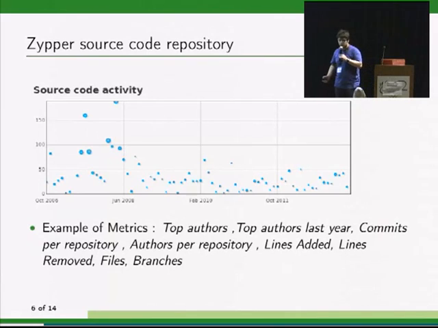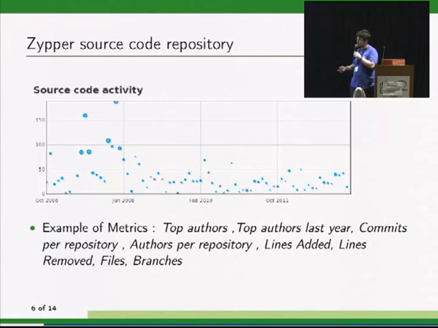As metrics, we can define, for example, the top authors from the last year, the authors per repository, the number of files, the number of branches, the lines that developers and committers removed and added, and the commits per repository. In our case, it's one repository, so just the commits.